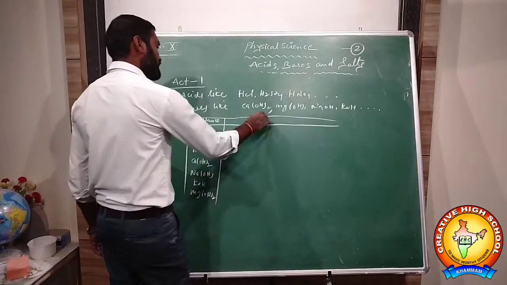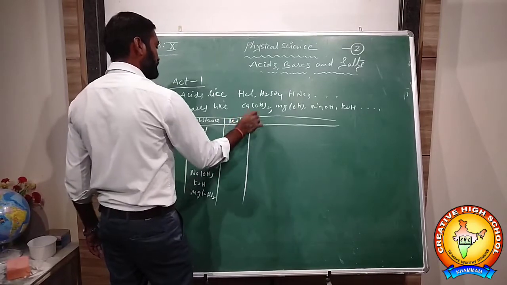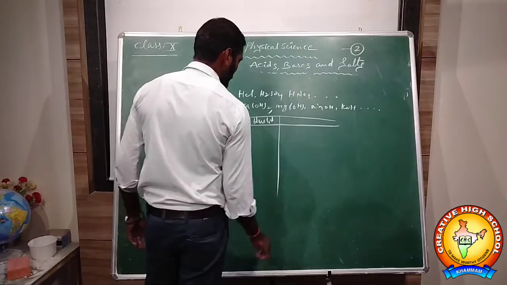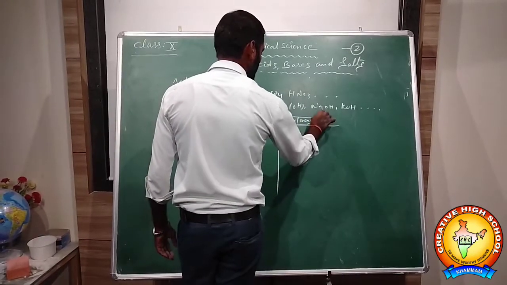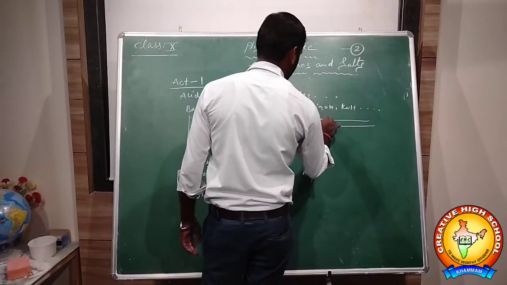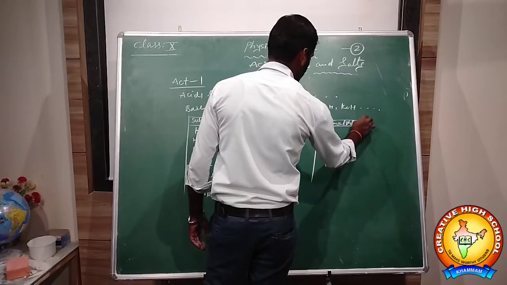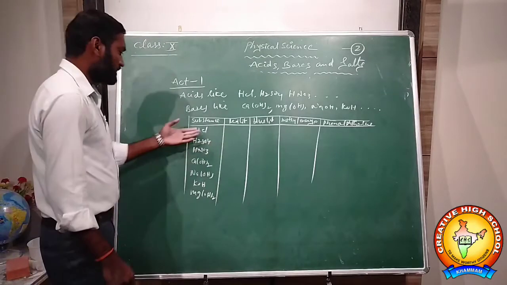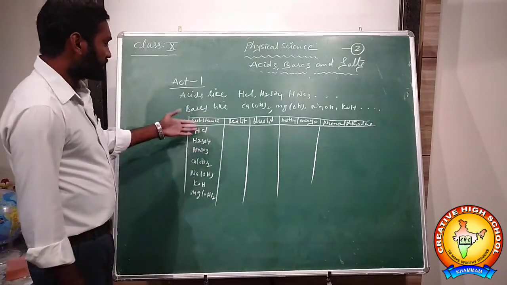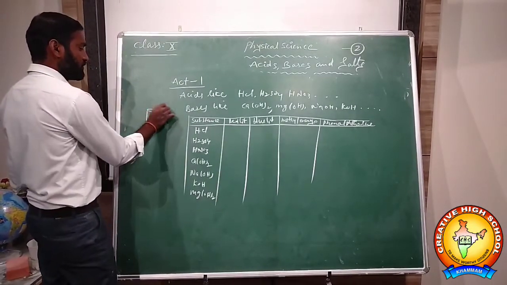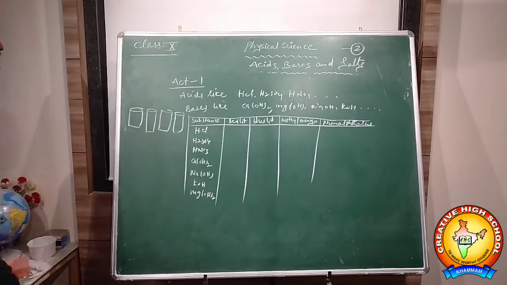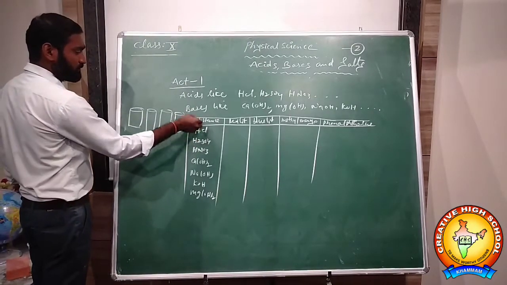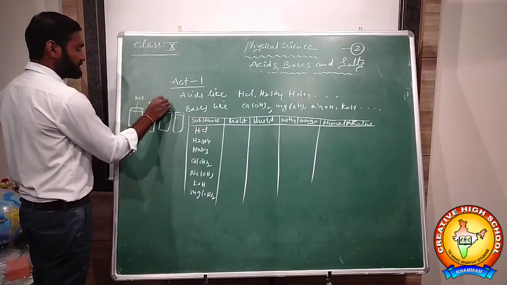Here we have red litmus, blue litmus, methyl orange, and phenolphthalein. Like that, they give the table. You observe what happens if you take these solutions in four different test tubes. In the four test tubes, you add a few drops of HCl.